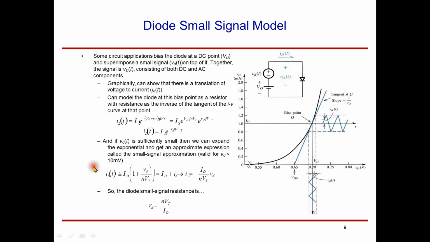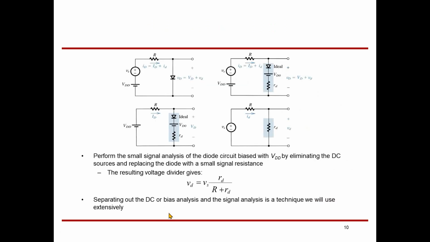Here iD(t) is equal to ID into (1 plus vd by eta VT), which can be rewritten as ID plus id, where this entire term represents the small signal id, and id is equal to ID divided by eta VT into vd. This is the parameter for the small signal. From this we can write the value of rd as eta VT by ID.